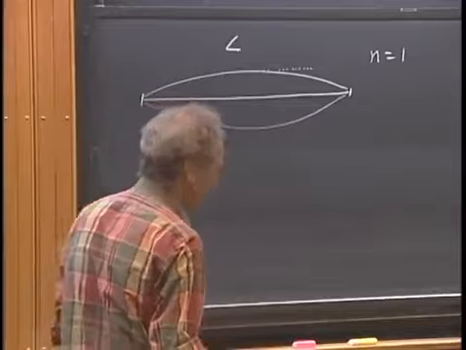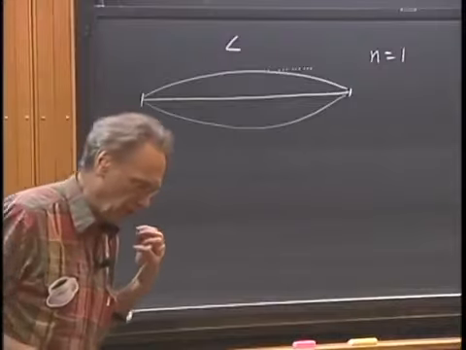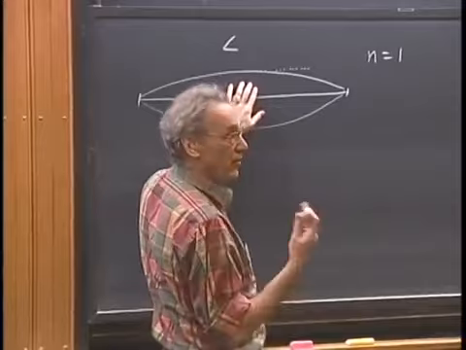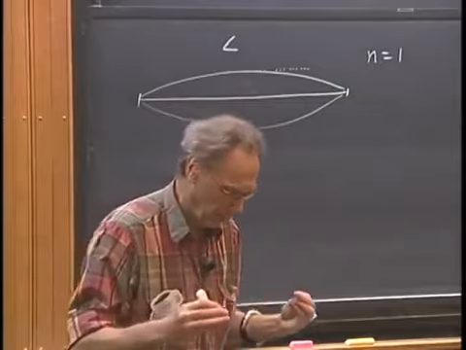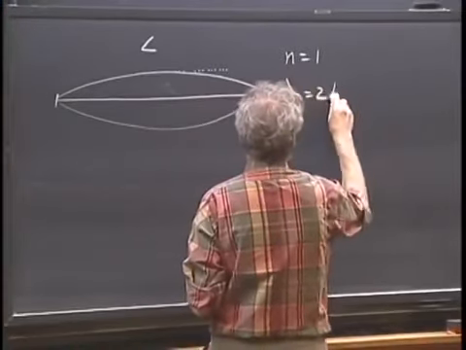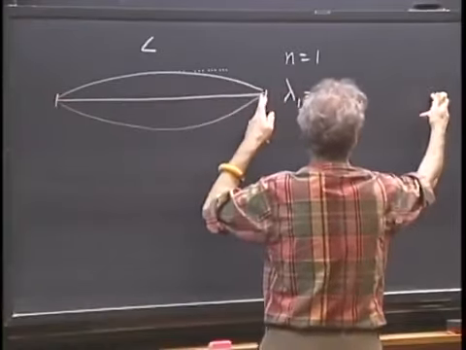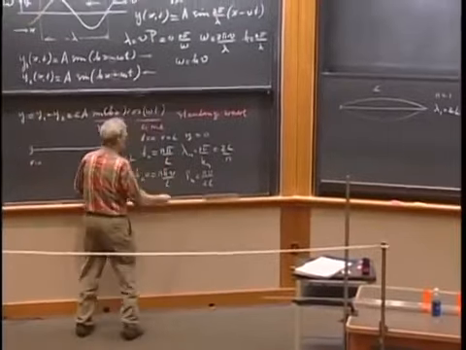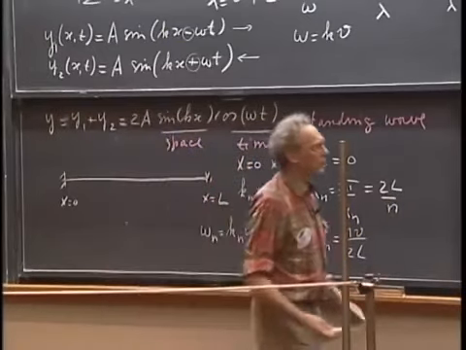We call this one the fundamental. It's the lowest normal mode, but we also call it the first harmonic. I will do both. I will sometimes refer to this as a fundamental because I'm more used to that, but I will also refer to it as the first harmonic. Lambda 1 is 2L. That's just staring you in the face. In order to make a full wave out of this, you have to add this. So lambda 1 is 2L. And of course, when you look here, lambda 1 is 2L divided by 1. That's exactly what we had there.